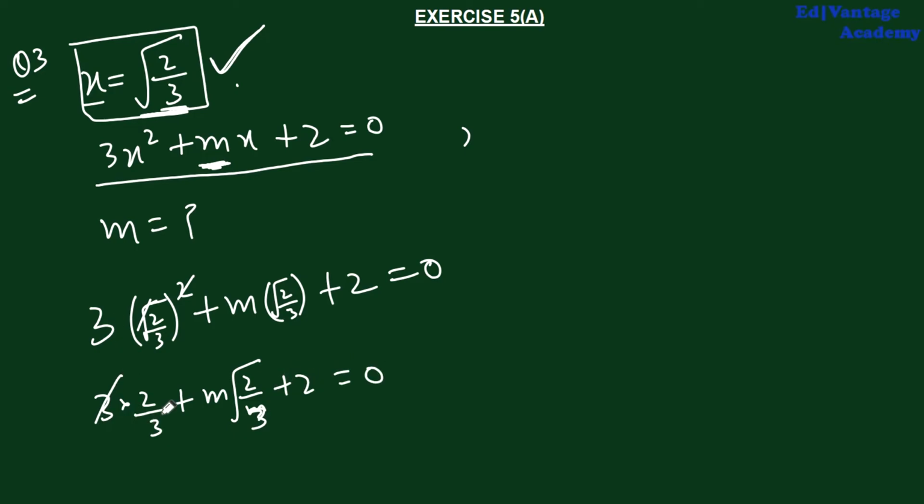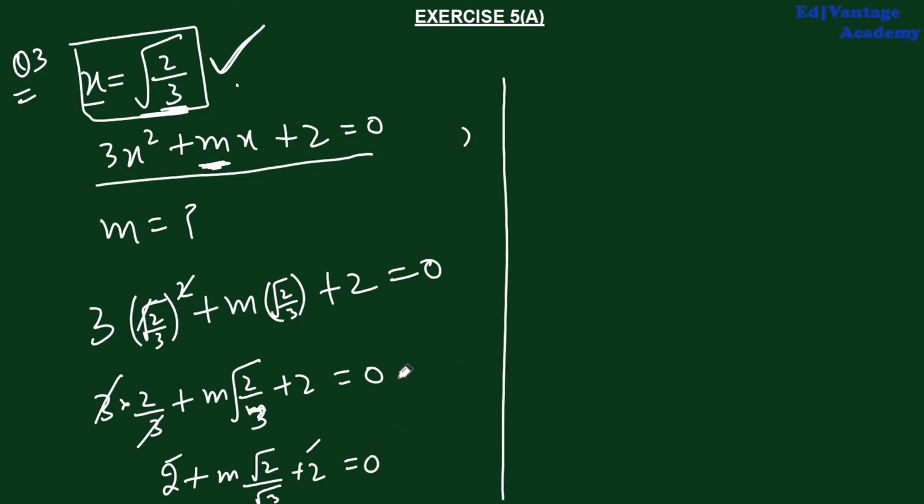So when you calculate it, 3 and 3 get cancelled here, it becomes 2 plus m root 2. I can write it split, like root 2 by root 3 also, plus 2 is equal to 0, which will become 2 and 2 are like terms, 4 plus m root 2 by root 3. I can write the root combined also, split also. What is the benefit of writing it in split? We'll see that. Is equal to 0.